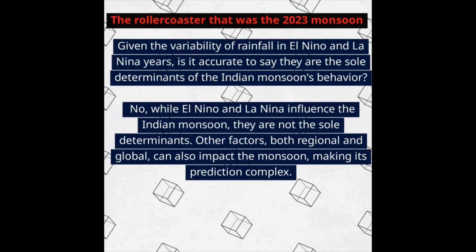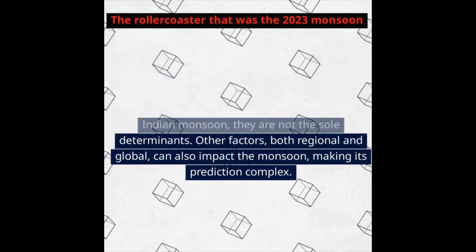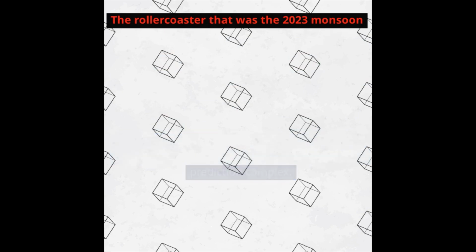Given the variability of rainfall in El Niño and La Niña years, is it accurate to say they are the sole determinants of the Indian monsoon's behavior? No. While El Niño and La Niña influence the Indian monsoon, they are not the sole determinants. Other factors, both regional and global, can also impact the monsoon, making its prediction complex.